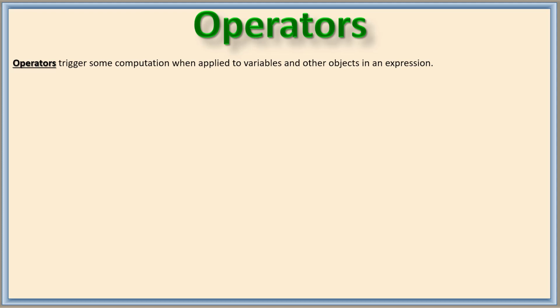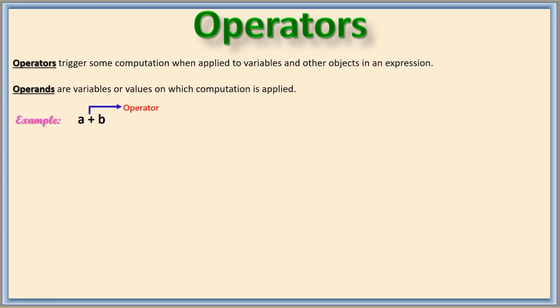When we talk about operators, we also need to know about operands. Operands are nothing but variables or values. For example, a plus b. The plus symbol is the operator which operates on both operands, a and b. Similarly, if we take 7 multiplied by 5, the multiplication symbol is an operator and 7 and 5 are operands.